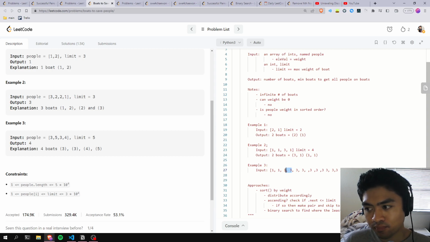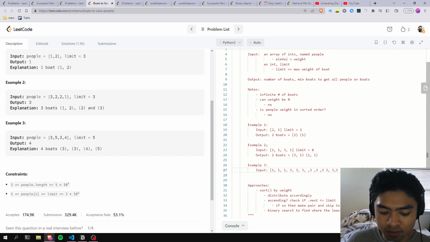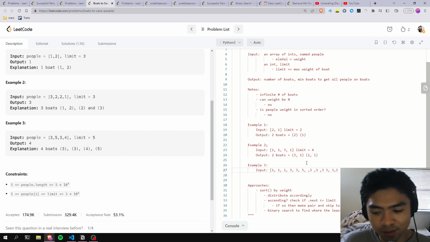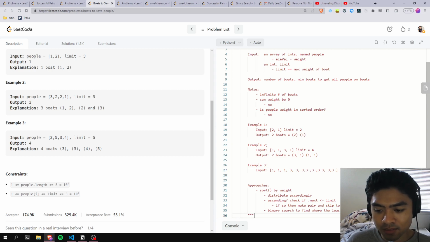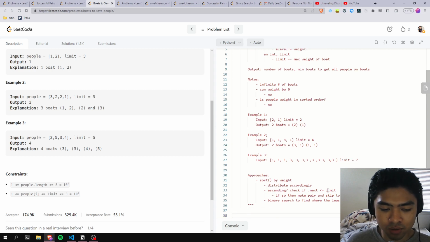So that's what I'm thinking about. But I'm not sure if that'll work, because what if our limit is also like 7, and we had a 5 in there or something like that? I don't know what I'm thinking about, but we'll just see what happens. I'll just fix it later on. So that's my approach, so let's go ahead and try to do it.